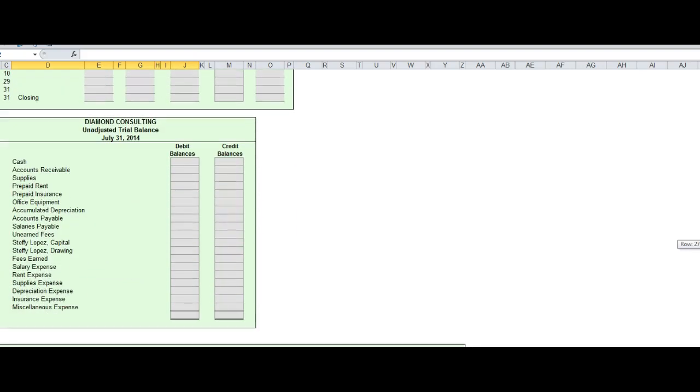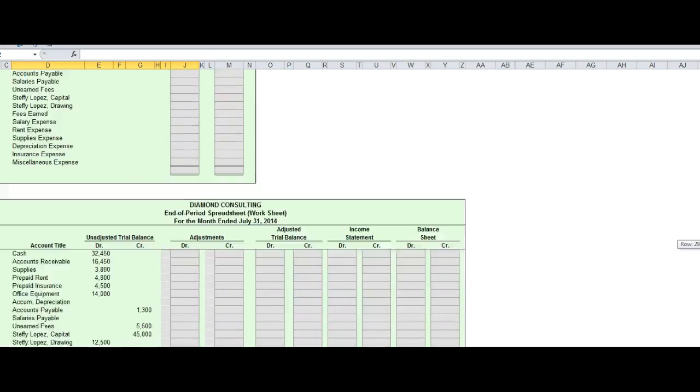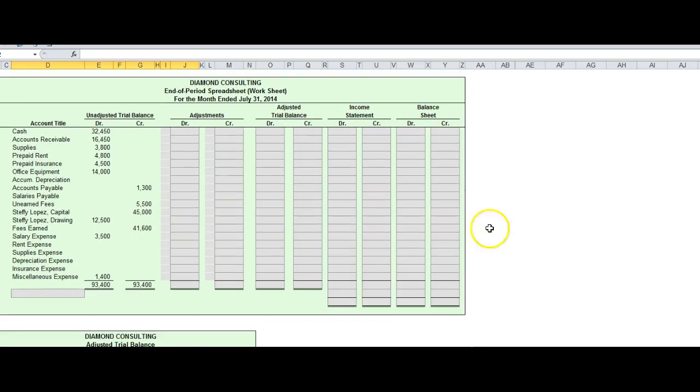Now, what you want to do is fill in this down here, and you can do that directly off your sheet. There's no adjustments here, but that comes from your end of the period worksheet. That comes from what you've already done. So you have cash of $3,200, and then you had your adjustments that you could use from the worksheet.